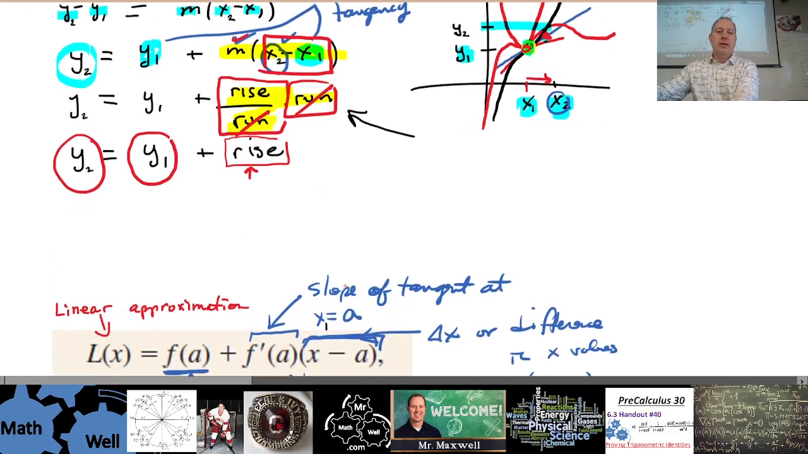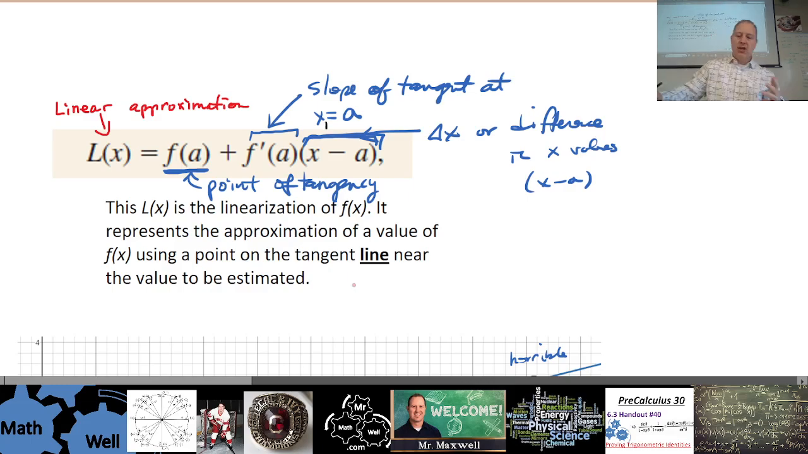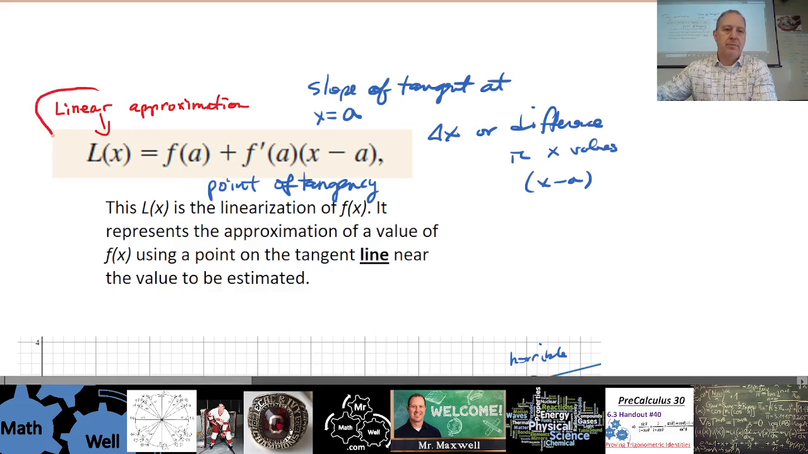All right, so now I'm going to give you the actual formula for a linear approximation. I was going to erase all this, but I think I'm going to leave some of it here, and I'll just walk you through it. This first piece, L of x, where capital L is the linear approximation. So we are approximating a value on the function, but it's a linear approximation. It's actually a point on the tangent line that is a good approximation.